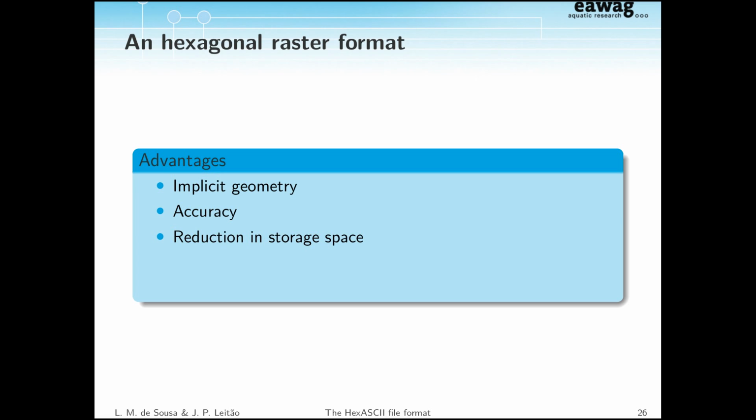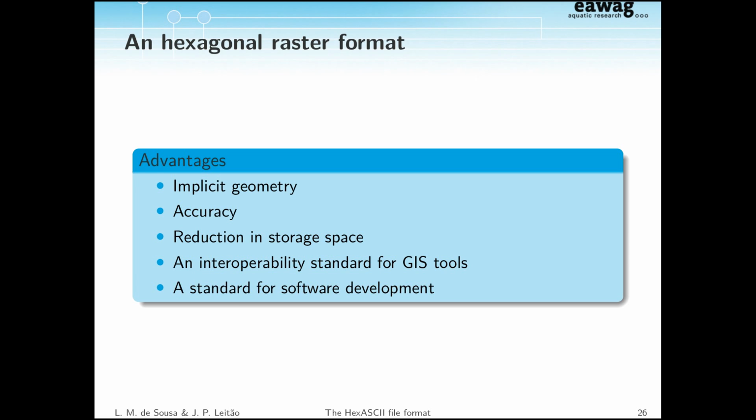Naturally, there's also a reduction in storage space from 7 numbers in minimum to just 1. And this format could start to be the basis for an interoperability standard, so that different GIS tools can communicate and can use the same kind of hexagonal rasters. And this standard also fosters software development. Now, if I know that other software uses this kind of grids, then I know it's safe for me to develop on this file format.